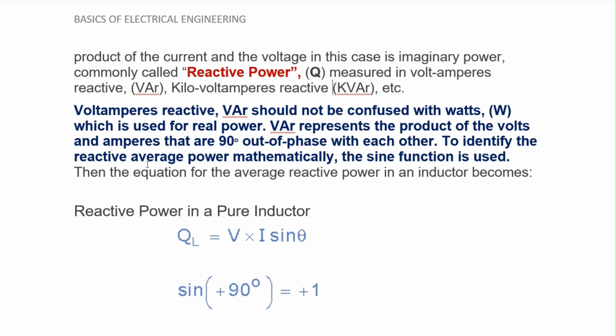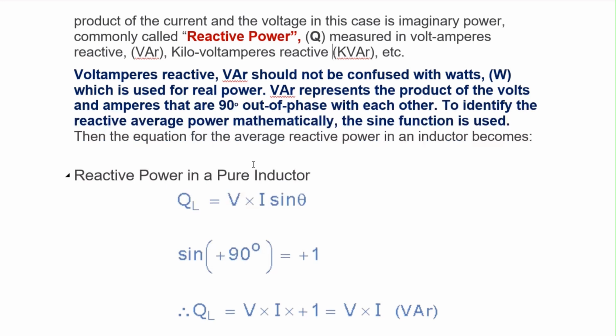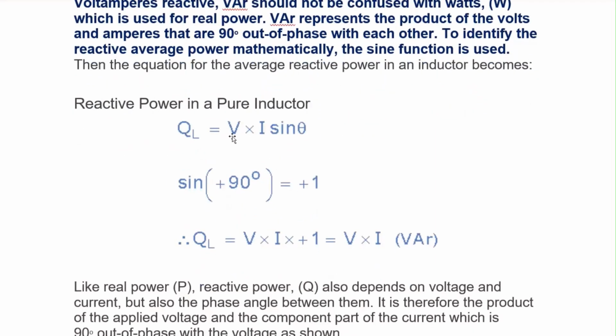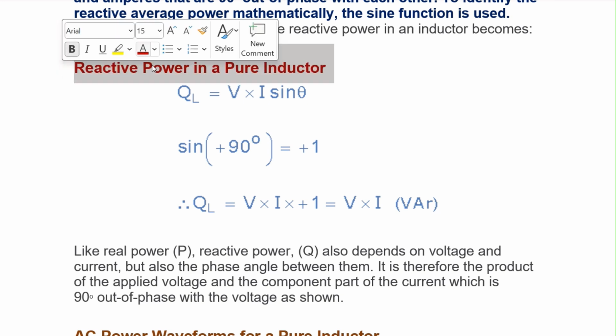And to identify the reactive average power methodically, the sine value is used. This is very important to know. In order to show how much the power is, we use the sine value, because the cos value takes it to zero. So the cos value says there is no power in the circuit. The pure inductor will not consume any power. That figure tells VI cos phi equals zero, which tells that this circuit is not going to consume any power. A purely inductive circuit is not consuming any power.